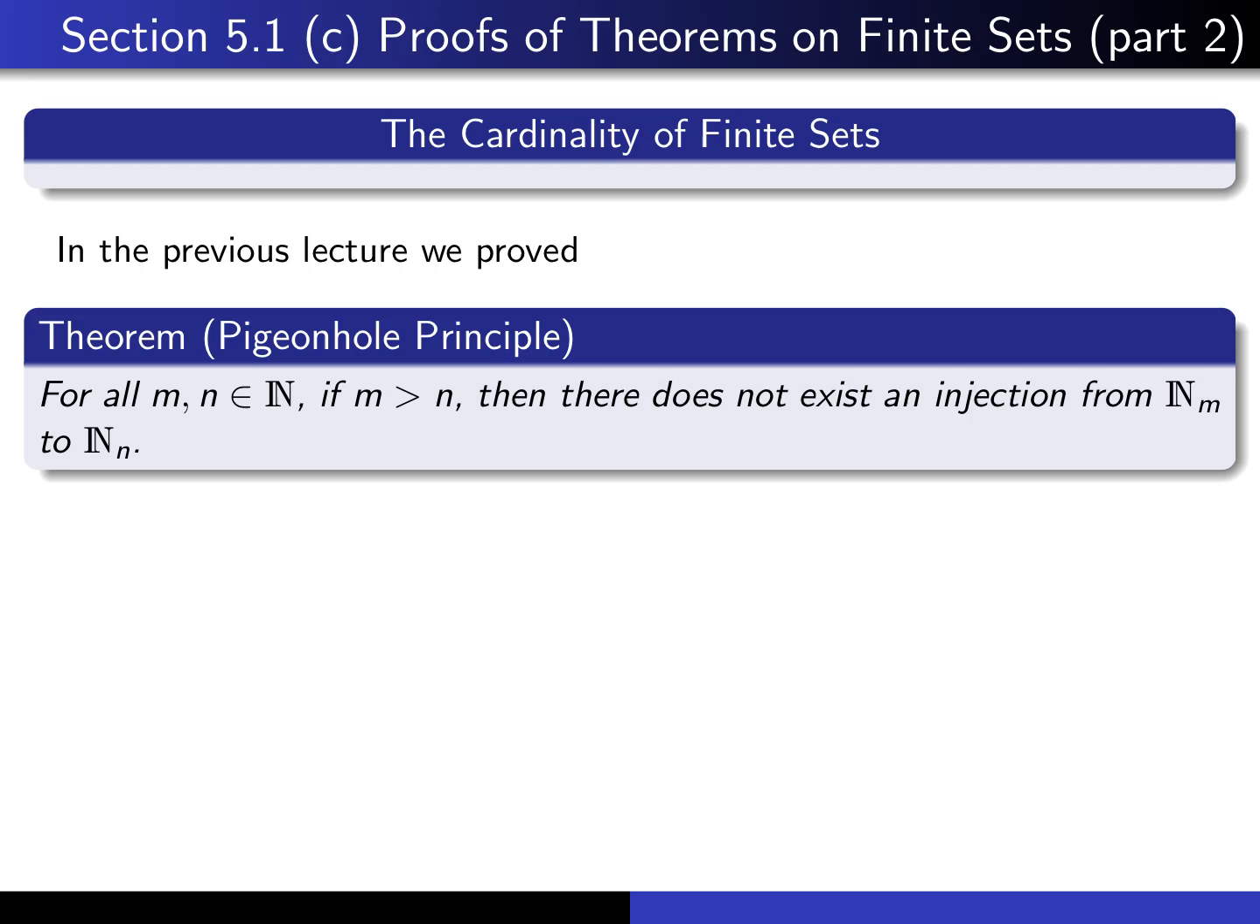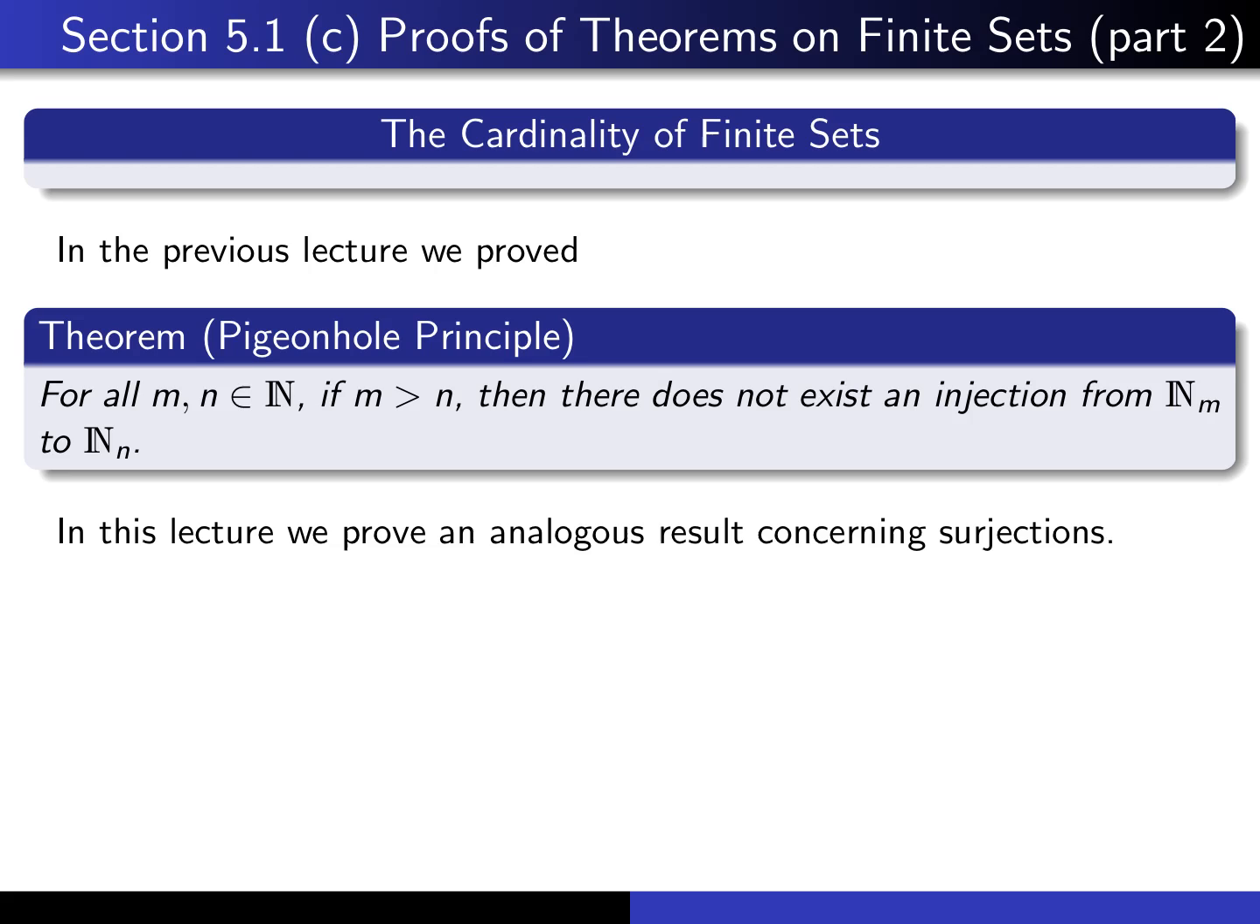Remember that in the previous lecture, we proved the Pigeonhole Principle, which says that given any pair of natural numbers m and n, if m is bigger than n, then there does not exist an injection from N sub m to N sub n.